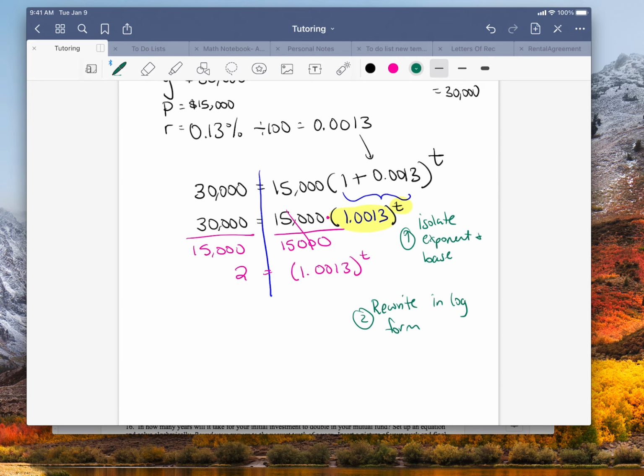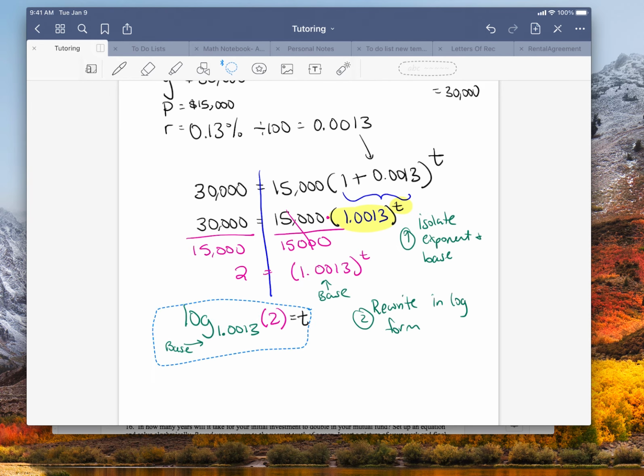So I write log. What's the base? This is the base. And this is the base. So log base 1.0013 of 2 equals t. Okay? And that's what I do in the second step. And now I can just put it in the calculator. So my third step is to write it in the calculator.